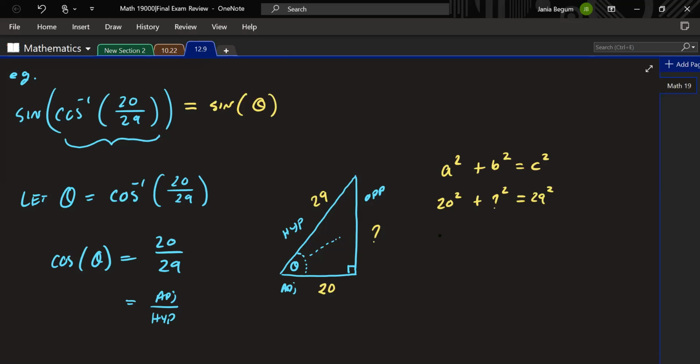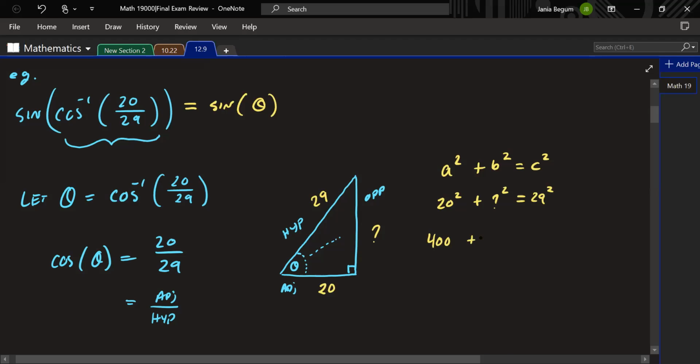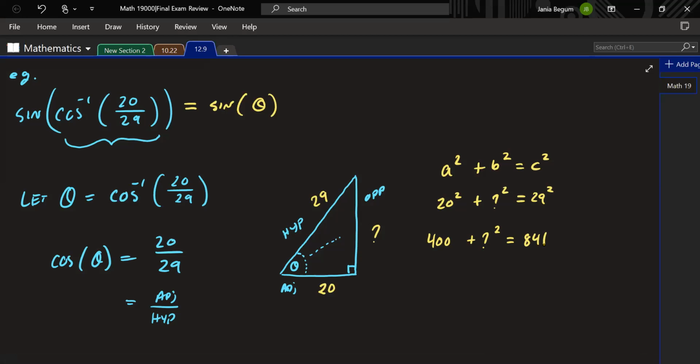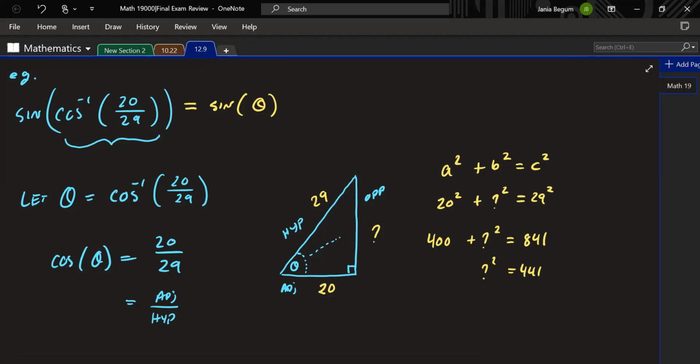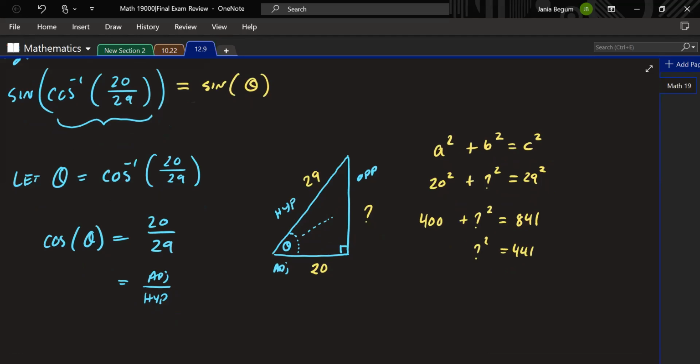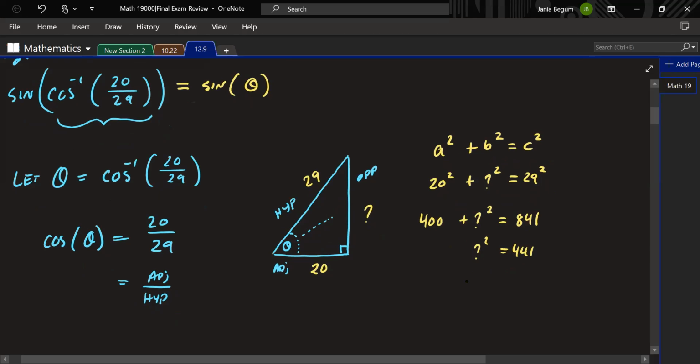Okay, so 20 squared is 400. We have question mark squared, and 29 squared, that's a huge number. 841, right? It's a perfect square. And then subtract away 400 from both sides. You have 441 equals question mark squared. To solve for the question mark, we take the square root on both sides. What's the square root of 441? 21. There you go. So that's our missing length.